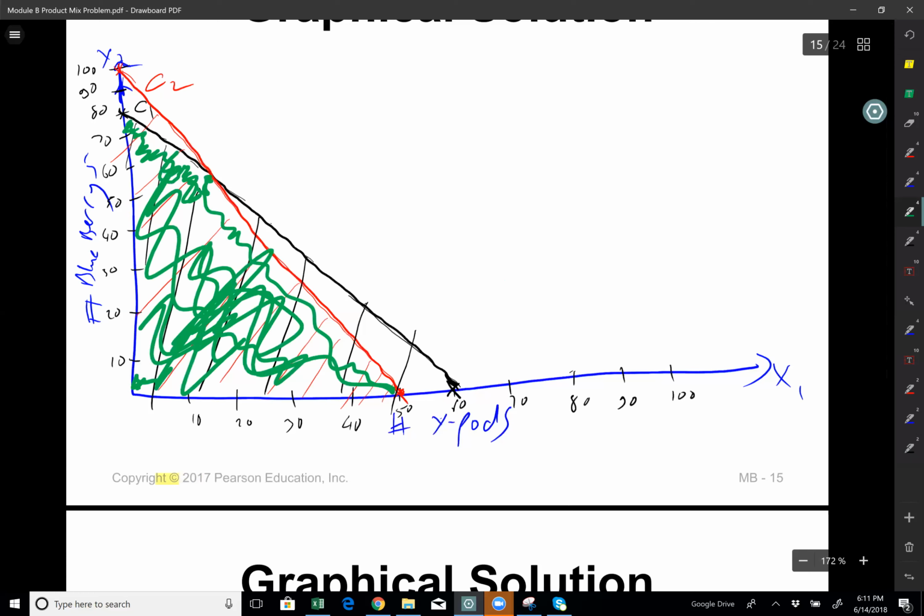Why can't I go less than 0, 0? Because then it means I'm producing a negative number of XBots and blueberries, which doesn't make any sense. So this green area is my feasible region. Okay, so once I have the feasible region, basically now I can move on.